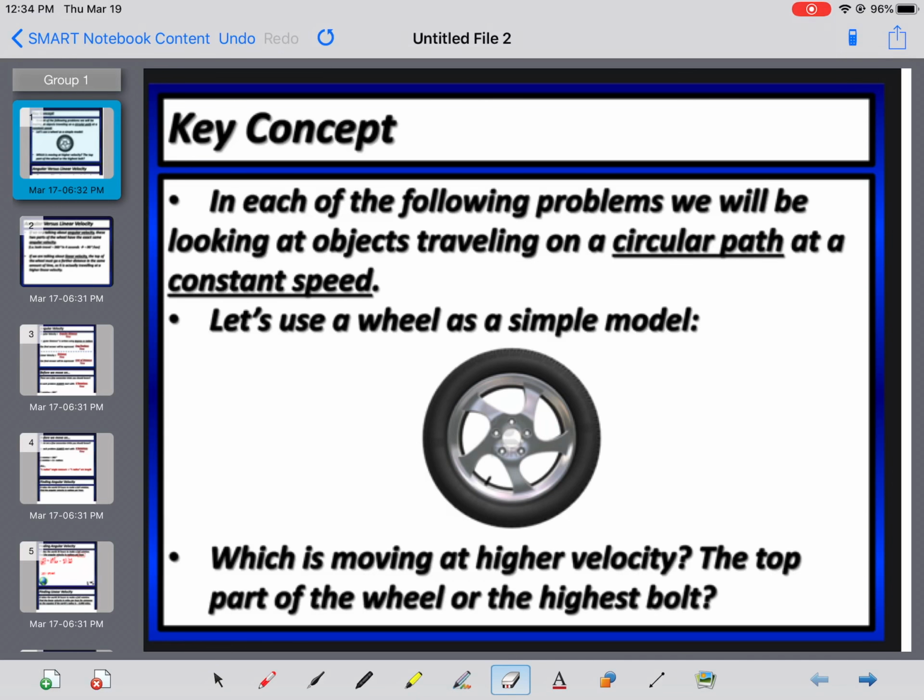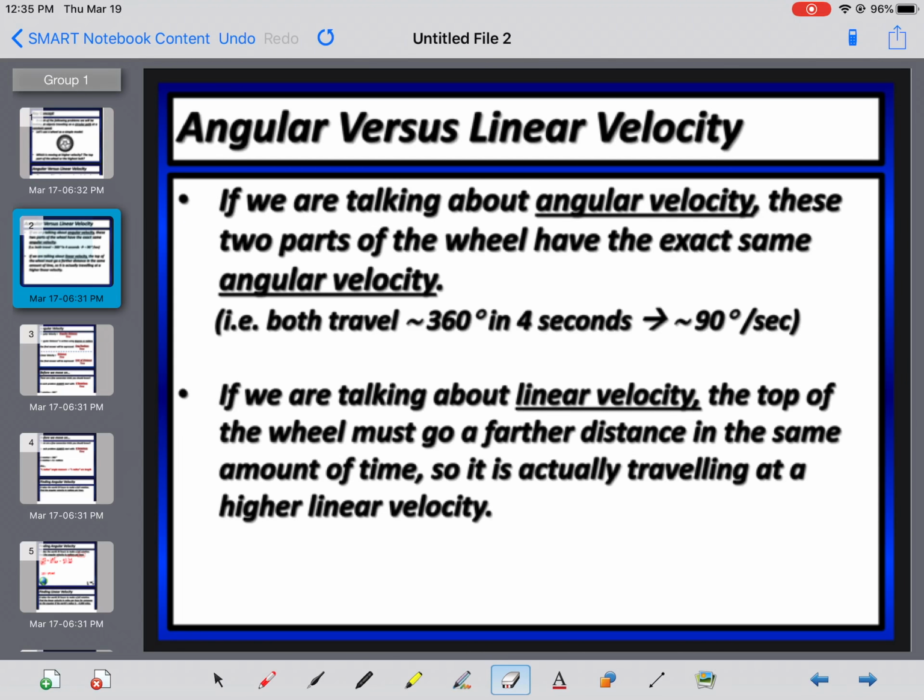3.3, linear and angular velocity, deal with objects that are traveling in a circular path at a constant speed. So if we think about the tire of a car, which has a higher velocity, the top of the wheel or the highest bolt? So that's going to depend if we're talking angular velocity or linear.